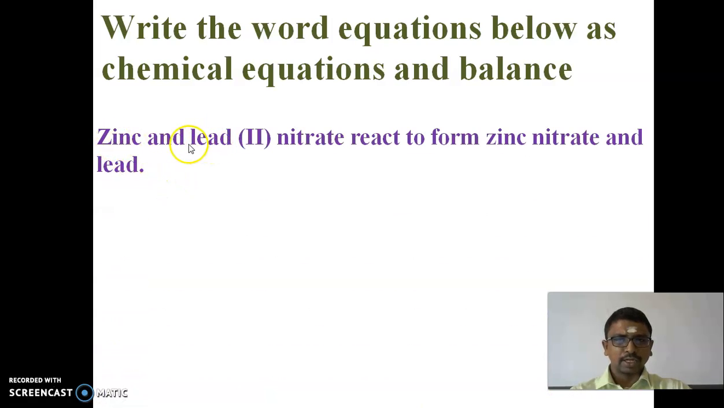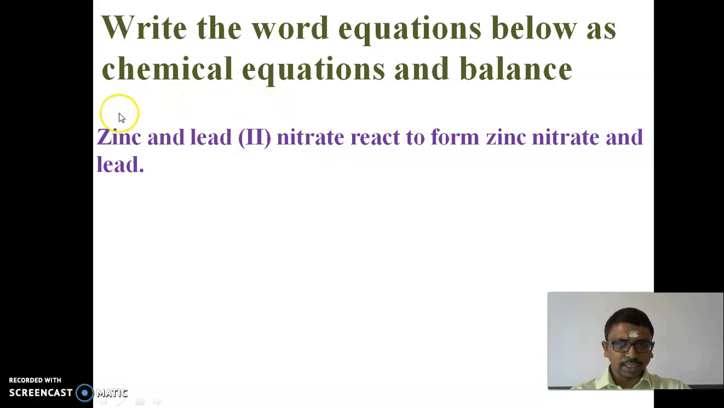Zinc and lead 2 nitrate react to form zinc nitrate and lead. So this is the question. First we have to convert this statement to a word equation. A word equation is nothing but writing the element or compound names fully in equation format. So here zinc and lead 2 nitrate are the reactants.